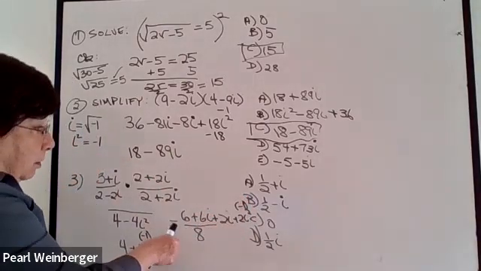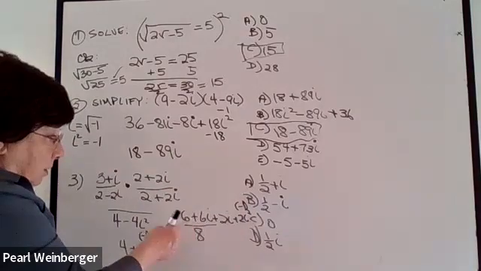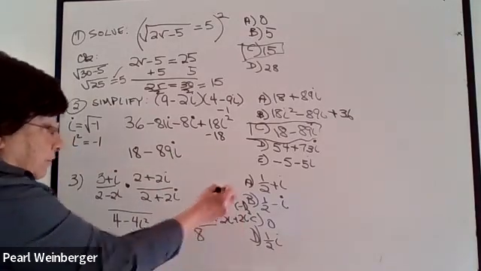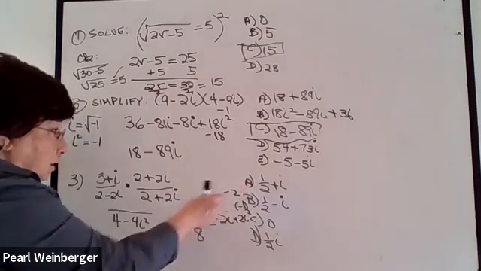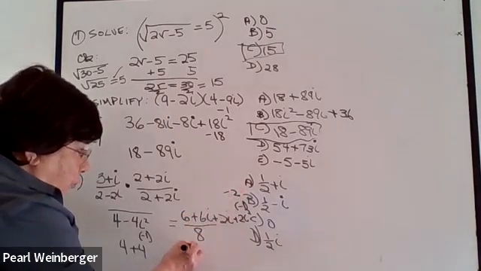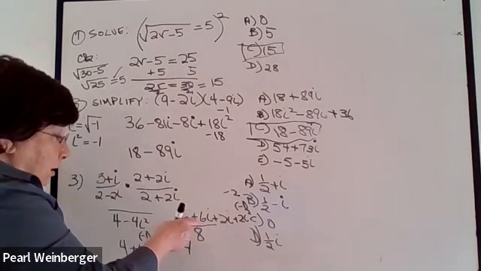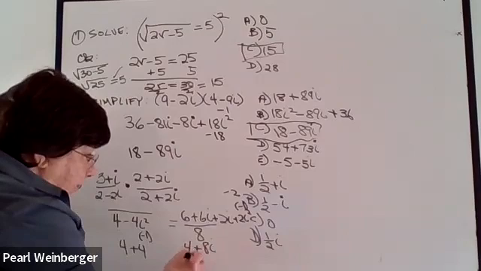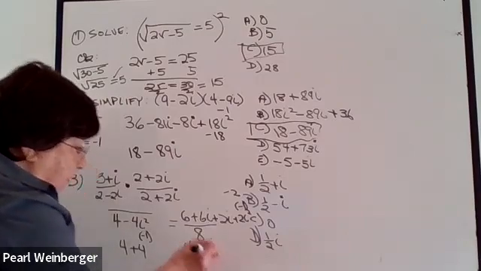So what I'm getting here is, this is a 6. This is 2 times -1, which is -2. So 6 and -2 gives you 4. And 6i plus 2i is 8i. And this is all over 8.